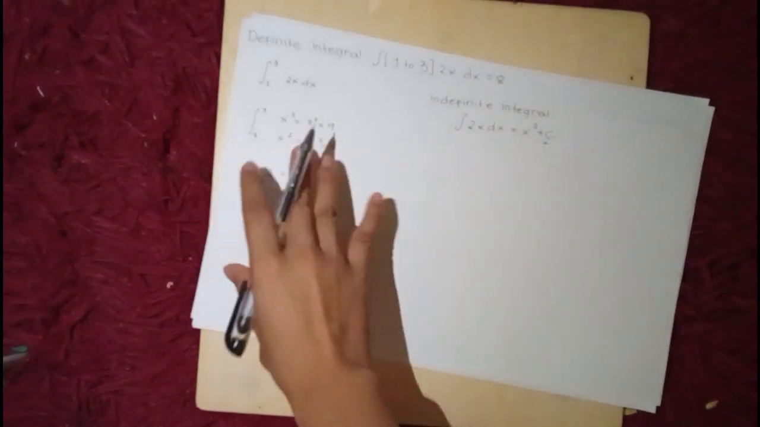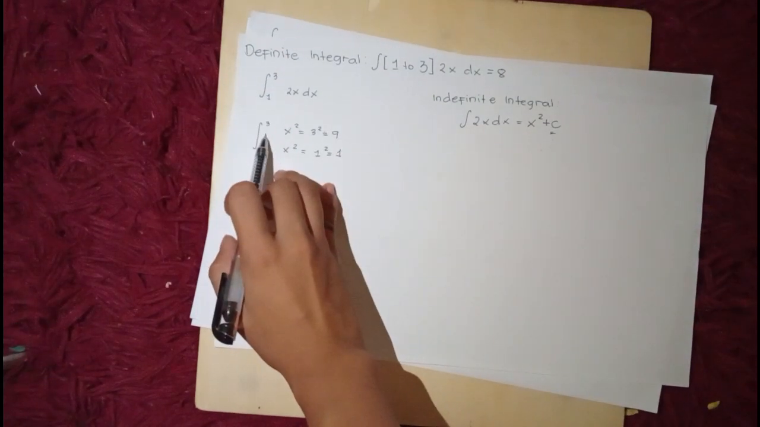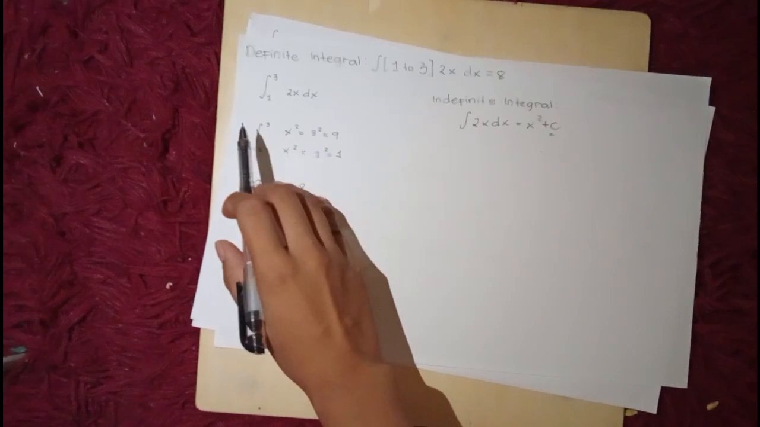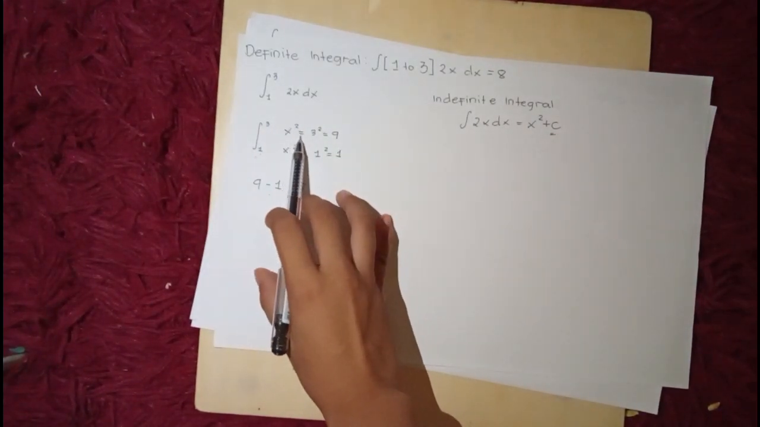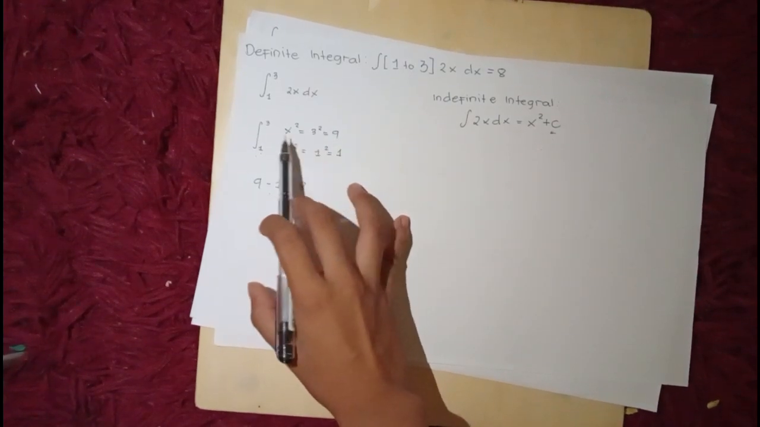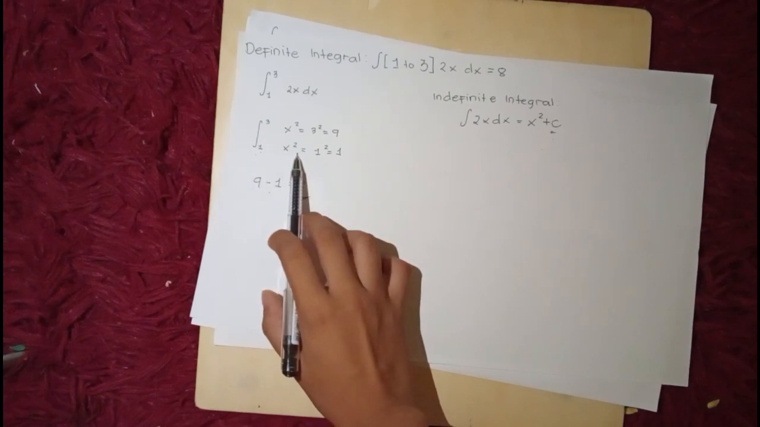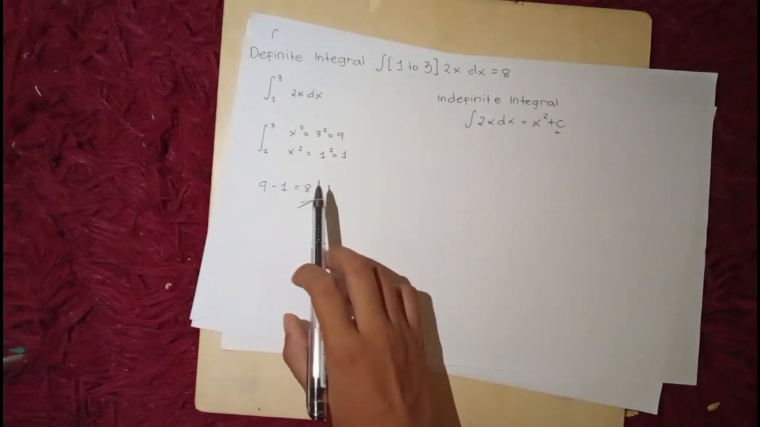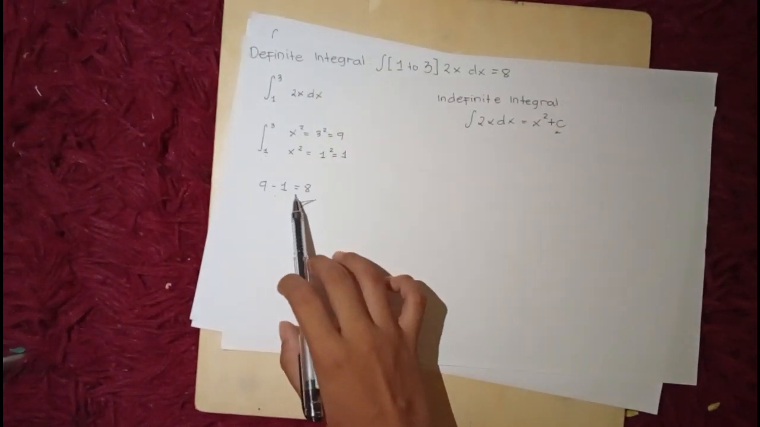So we evaluate the results, where the upper limit is x equals 3 and the lower limit is x equals 1. At the upper limit, x equals 3, we have x squared is equal to 3 squared equals 9, and at the lower limit, x equals 1, so x squared is equal to 1 squared is equal to 1. So subtract the lower result from the upper result, which is 9 minus 1 is equal to 8.